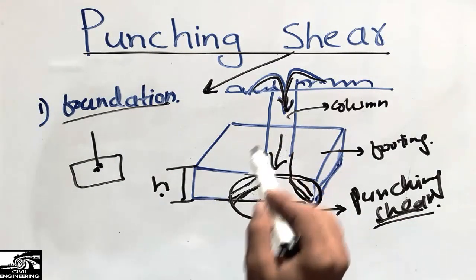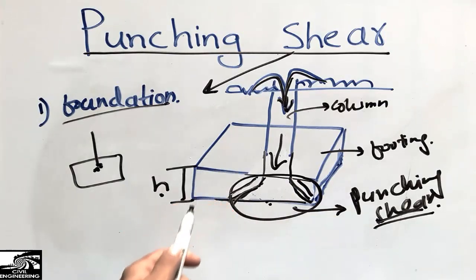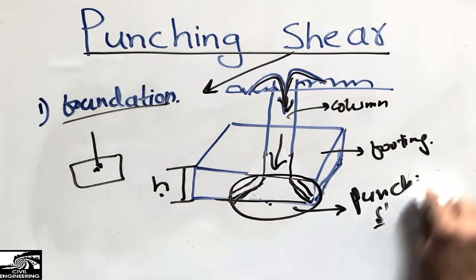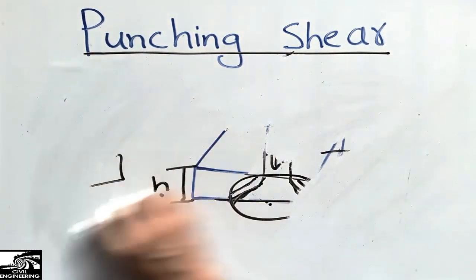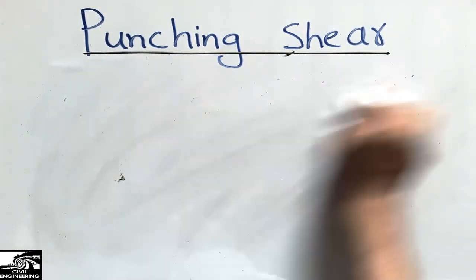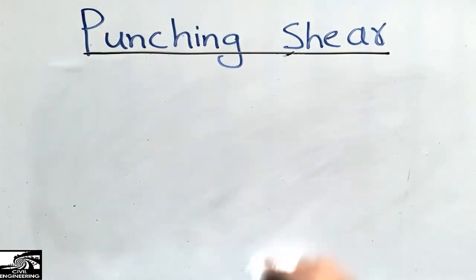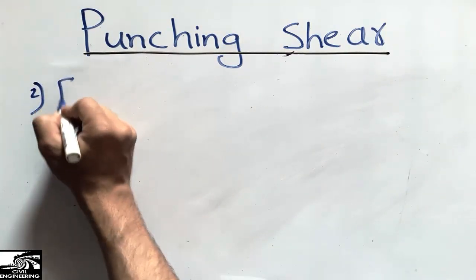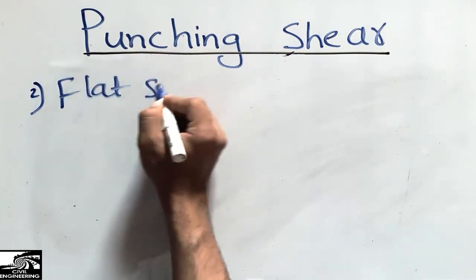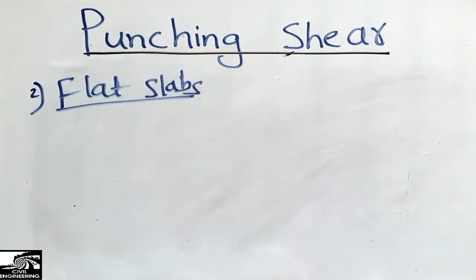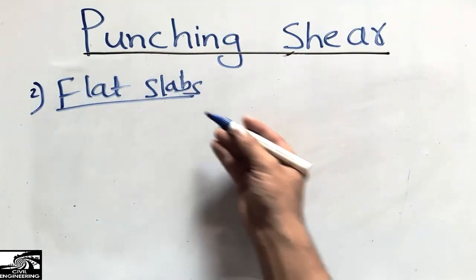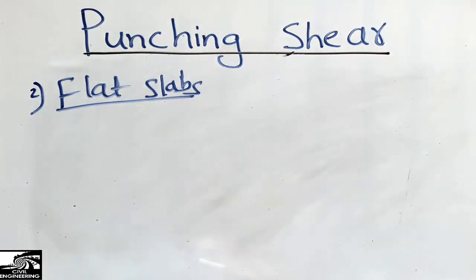Now I will explain the case of the slabs. The most common failure that occurs in a flat slab is the punching shear failure. Punching shear is really predominant in the slabs and the footing. So let's come to the slabs, in the case of the flat slabs. Now, please watch the animation first, then I will explain the flat slab.